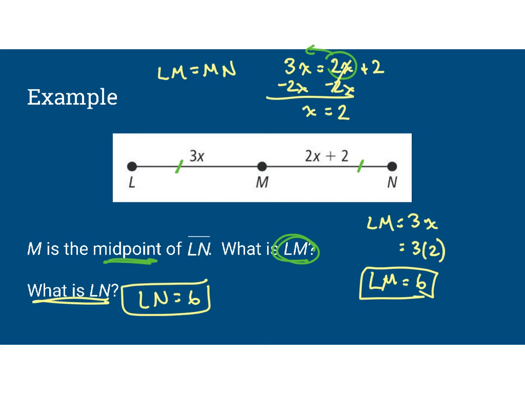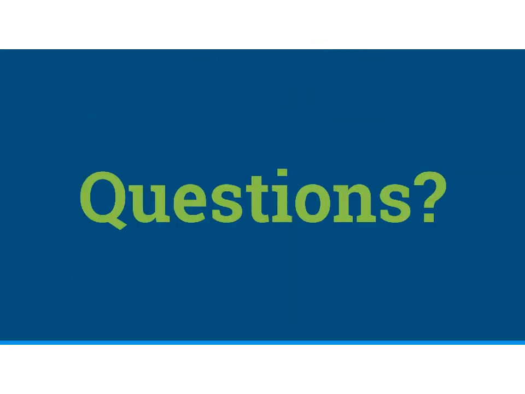The biggest thing that you need to make sure you understand is you're going to be piecing things together. Parts equal wholes in the segment addition postulate. And if there's a midpoint involved or a bisector involved, you know that one piece equals the other piece. Those are the two main things.